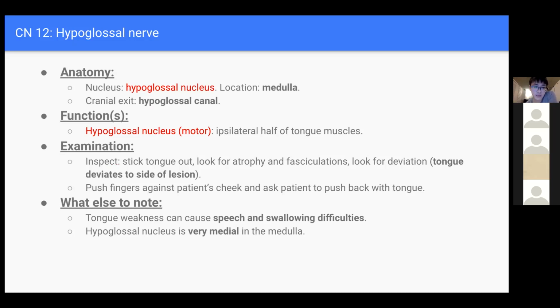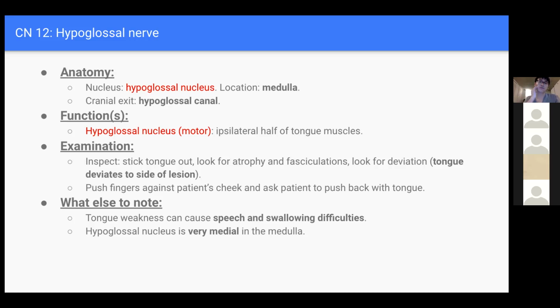So the way you would examine it is that you would ask them to stick out their tongue, and you would look for muscle atrophy, for fasciculations, essentially lower motor neuron findings. And you will also look for tongue deviation. So if you have a CN12 lesion, you would have a tongue deviation to the same side of the lesion. So if my right-sided CN12 is messed up, my tongue, when I stick it out, is going to deviate towards the right side, to the same side of the lesion. This is important to know.